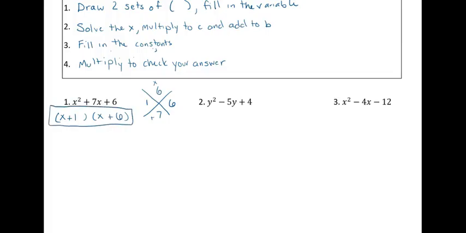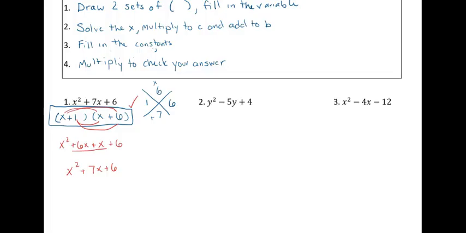But we want to double check and make sure. So I'm going to multiply these back out together to see if it gets me my original problem as the answer. If I take x plus 1 times x plus 6, I would distribute. x times x gives me x squared. x times 6 gives me 6x. 1 times x gives me x, and 1 times 6 gives me 6. When I combine my like terms in the middle, I get x squared plus 7x plus 6. So that means check, this answer is correct.